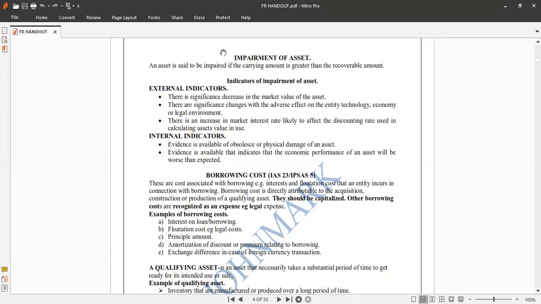Now, assuming you want to sell that asset, and you know its value is 800,000. But if you are to sell that asset, the maximum you can get from the market is only 700,000. But you know its value is 800,000. So that loss from 800 to 700, that loss of 100 is what now we call impairment of that asset. Good.